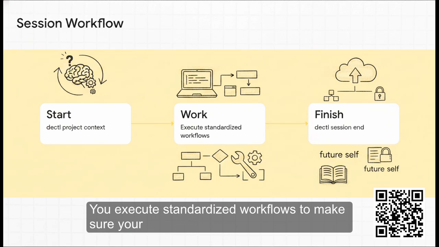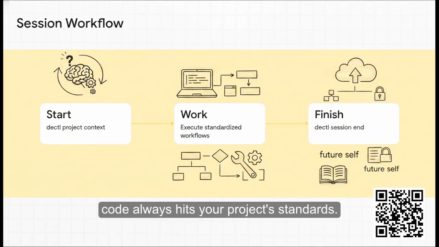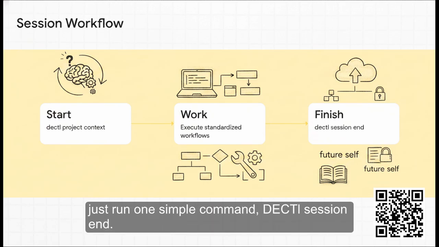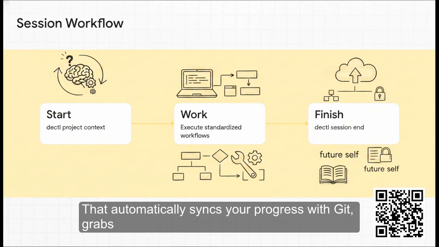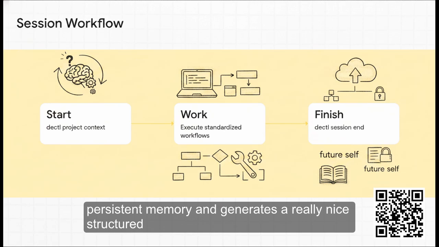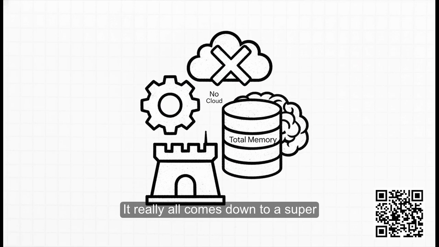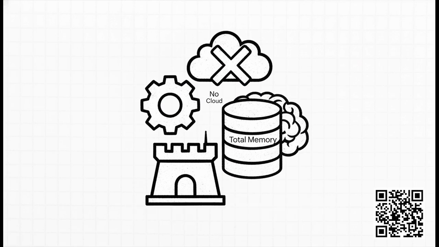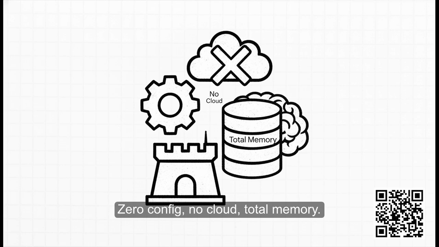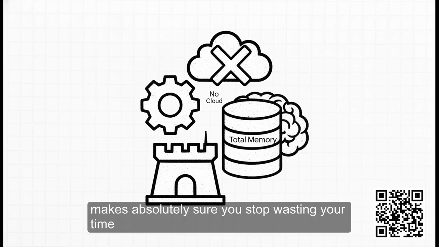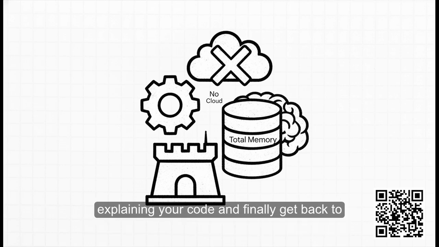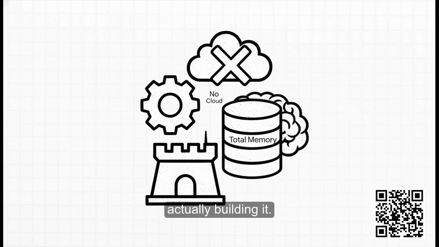Next, the work. You execute standardized workflows to make sure your code always hits your project standards. And finally, the finish. When you're wrapping up for the day, you just run one simple command, Dectl session end. That automatically syncs your progress with Git, grabs any uncaptured decisions and tosses them into your persistent memory, and generates a really nice, structured summary for your future self. It really all comes down to a super straightforward manifesto. 0 config, no cloud, total memory. It's a robust, entirely local-first system that makes absolutely sure you stop wasting your time explaining your code and finally get back to actually building it.